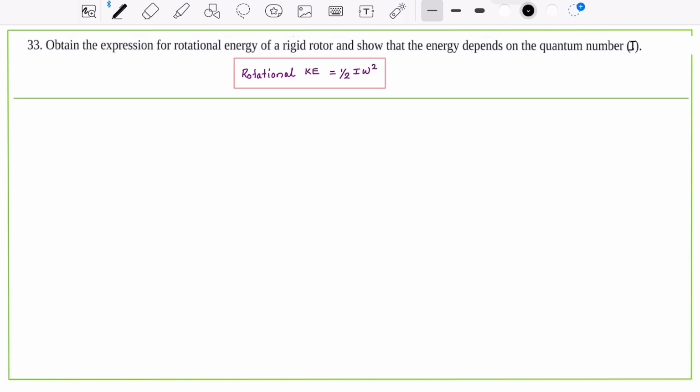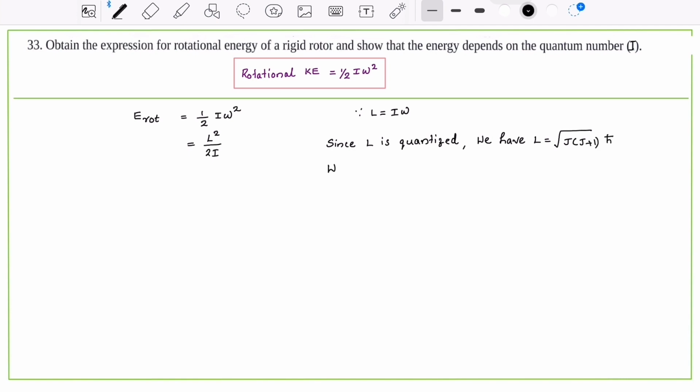We know that the rotational kinetic energy is half I omega square. Now we can write it as L square by 2I, because L is equal to I omega. Now according to quantum mechanics, L is quantized. Therefore we can write L is equal to root of J into (J plus 1) h cross, where J is the rotational quantum number.